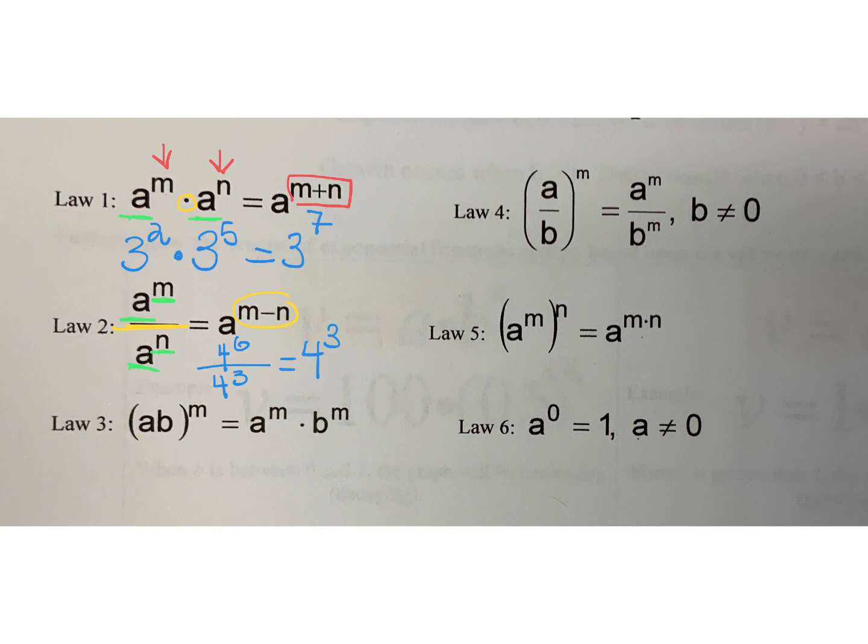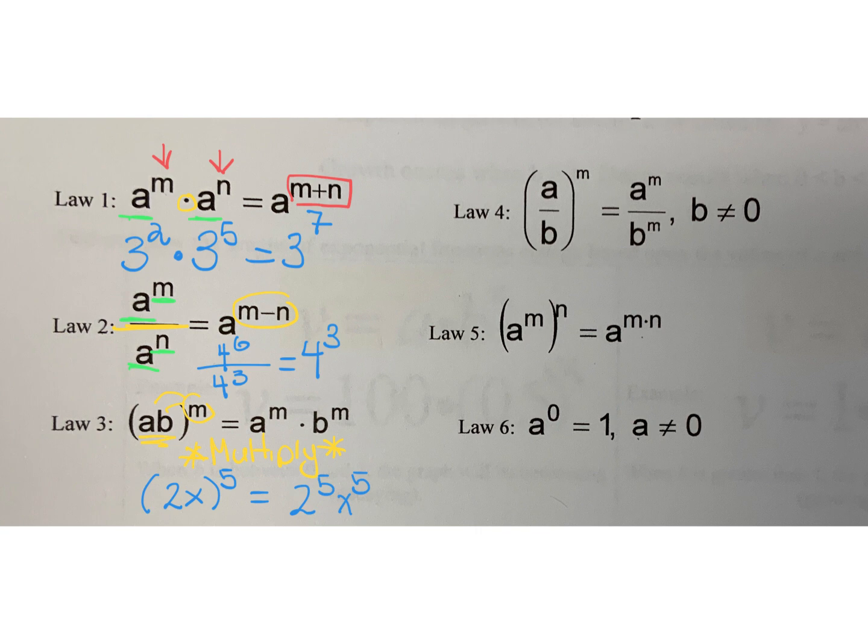In law number 3, if you have two or more things inside parentheses, this power on the outside has to be given to everything inside the parentheses. Now make a note. This is multiplying. That's why this works. You cannot do this if there's a plus or minus sign in between the things inside the parentheses. So just make sure that you're multiplying. So an example of this would be 2x to the fifth. That would be the same thing as 2 to the fifth, x to the fifth.